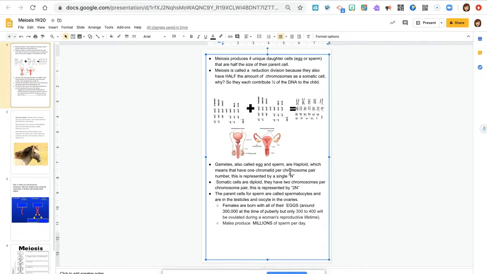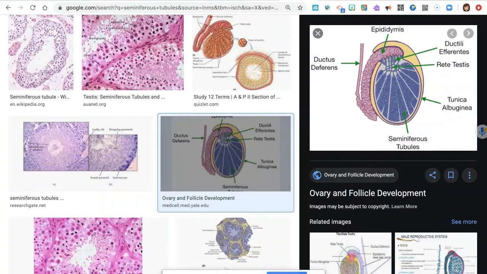So let's go here. They produce these sperm. These spermatocytes that make this sperm are located in the testicles, in these tubes right here called seminiferous tubules. And these seminiferous tubules have pre-sperm cells that do meiosis on a daily frequent basis and release them into the epididymis for storage. And then the ovaries, there's no clear picture on that. They have a similar structure where they have the pre-egg cell that did meiosis to produce the 300,000 eggs.